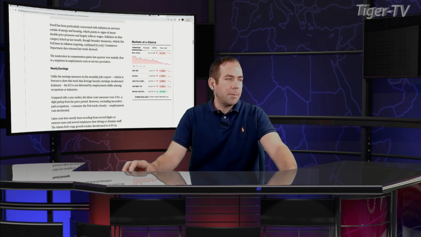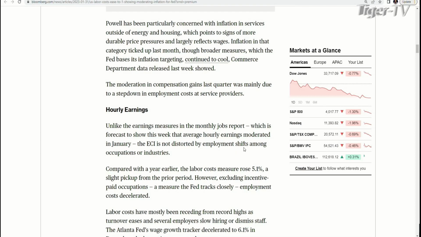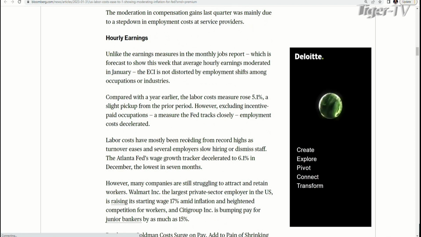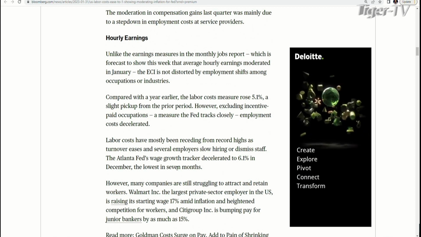Well, let's go back to this one for a moment because the hourly earnings is important to touch on. So unlike the earning measures in the monthly jobs report, which is forecast to show this week that average hourly earnings moderated, the employment cost index is not distorted by employment shifts among occupations or industries. Compared with a year earlier, labor cost measures rose 5.1%, a slight pickup from the prior period. However, excluding incentive-paid occupations, a measure that the Fed closes, employment costs decelerated.